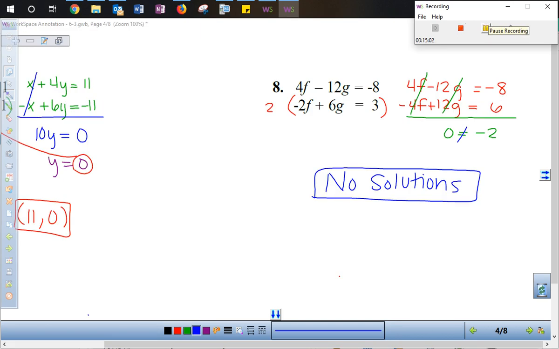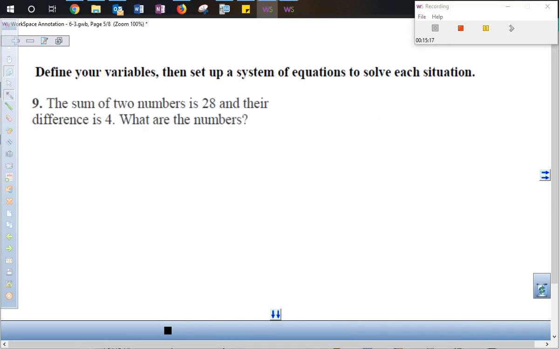Okay, hopefully you decided to multiply the bottom equation by 2, and that's going to give you a new equation of negative 4f plus 12g equals 6. When you add them together, you're left with 0 equals negative 2, which means that we have no solutions.